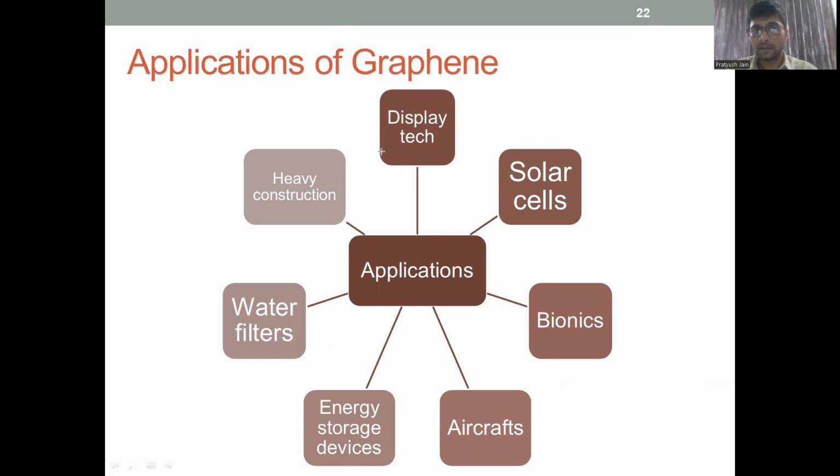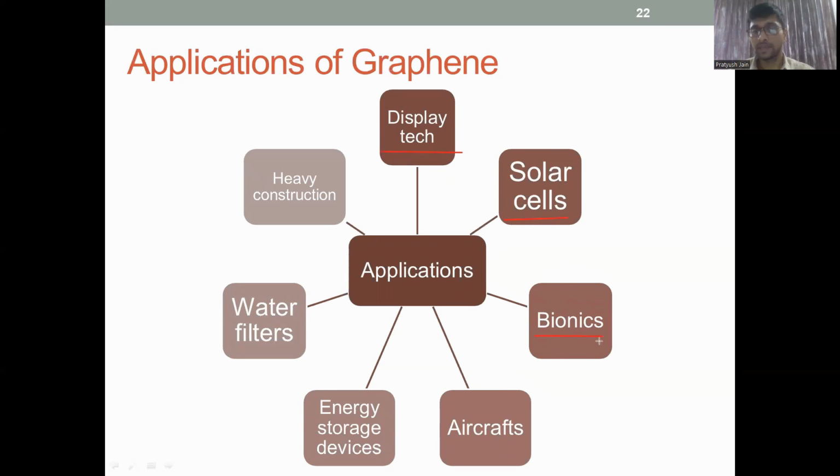Applications of graphene. Graphene can be used in display technology because it is thin, transparent, strong, and flexible. It can be used in solar cells. It is transparent, thin, and strong. It is a very good conductor of heat and electricity.